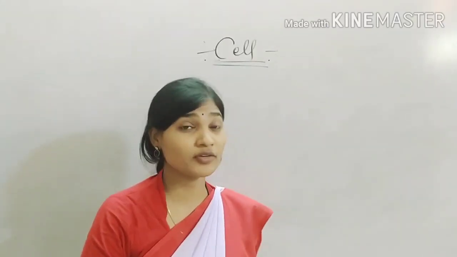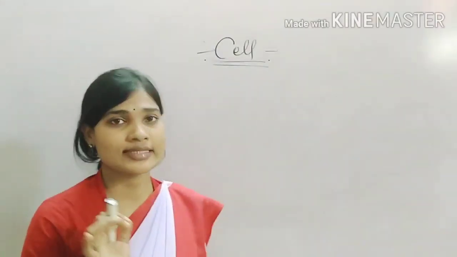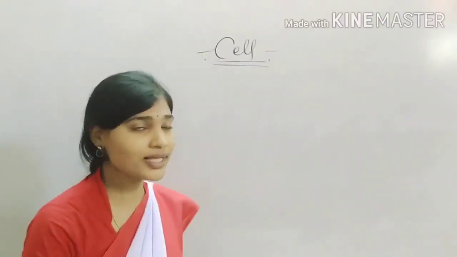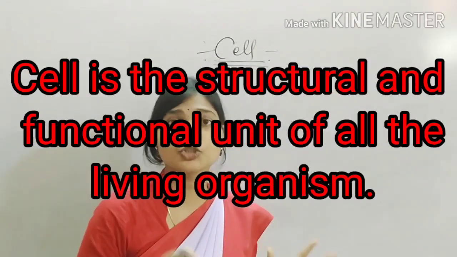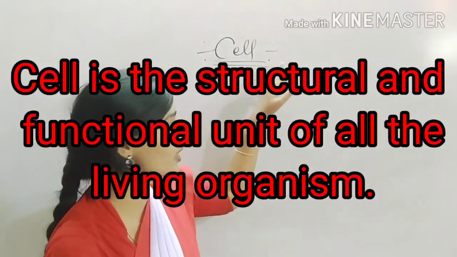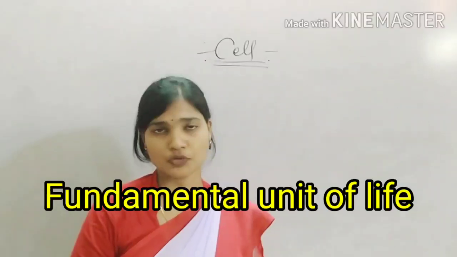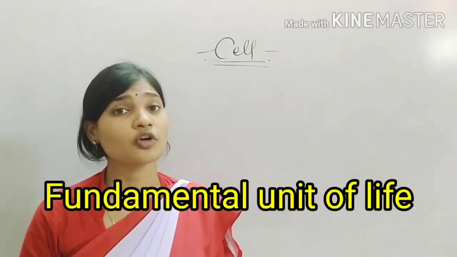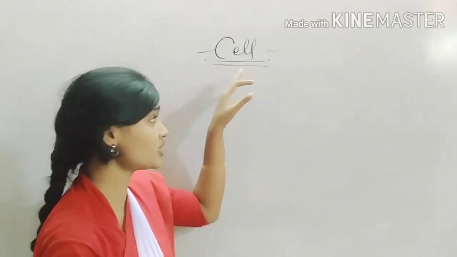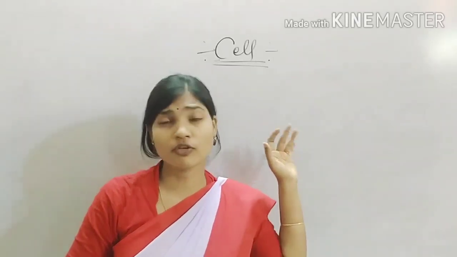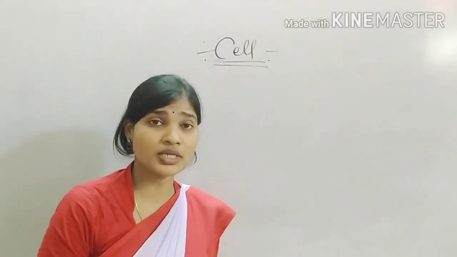So who can say what is cell or define the cell? Cell is defined as what? Cell is the structural and functional unit of all the living organisms. So it can also be called the fundamental unit of life. So which is known as the fundamental unit of life? Cell is known as the fundamental unit of life, and also it is the structural and functional unit of life.